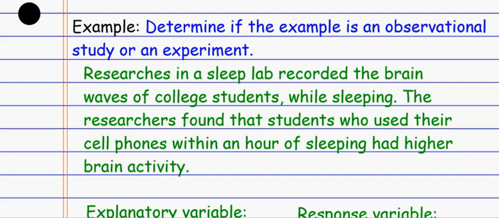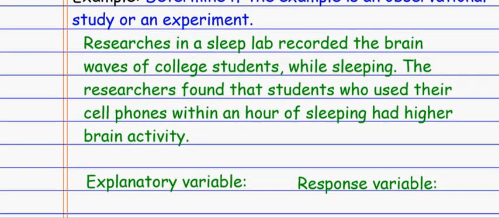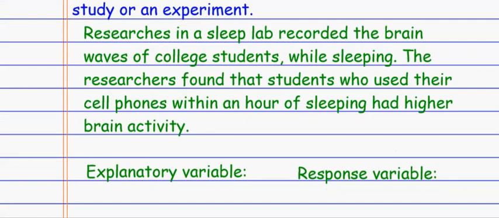And then we're going to determine what the explanatory variable is and what the response variable is. Okay, so researchers in a sleep lab recorded the brain waves of college students while sleeping. The researchers found that students who used their cell phones within an hour of sleeping had higher brain activity. And so first of all, the question is: is this observational or experimental?